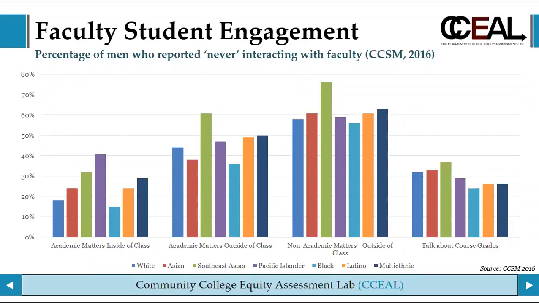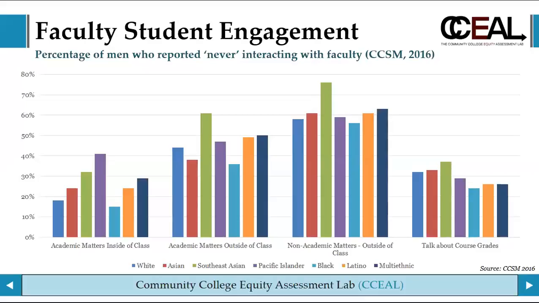What we do is we look at engagement in 4 different areas: whether faculty members engage with students in academic matters inside of class, outside of class, and then non-academic matters outside of class, and then talk with them about course grades. So the 2 in the middle deal with outside of class interactions with students: the one with academic matters outside of class, and the non-academic matters outside of class.